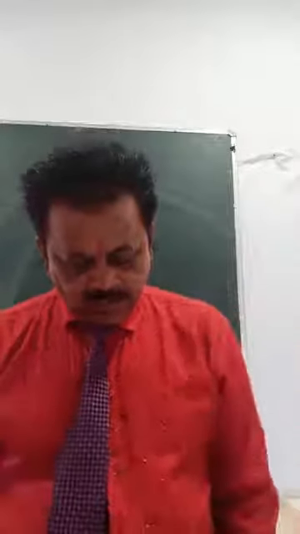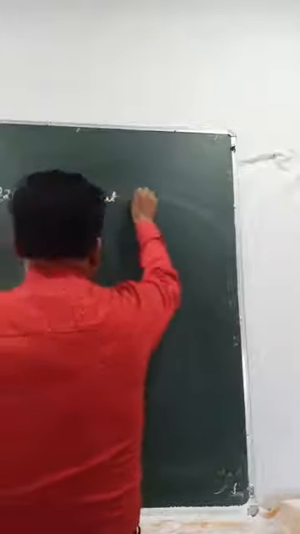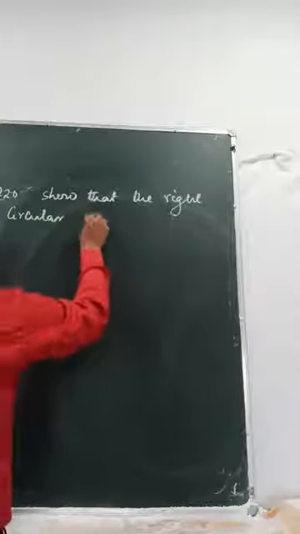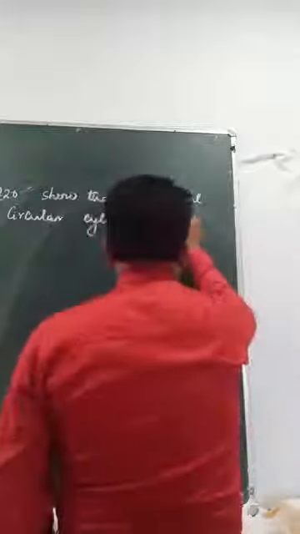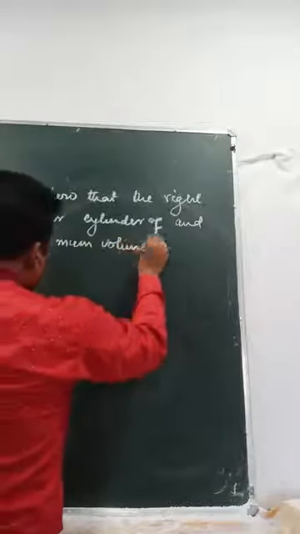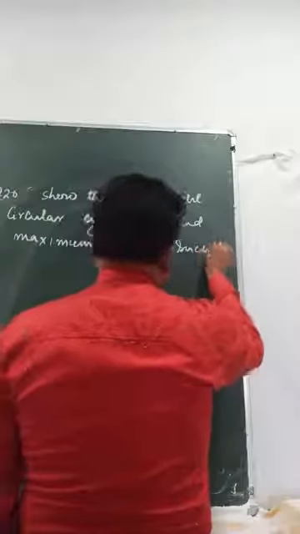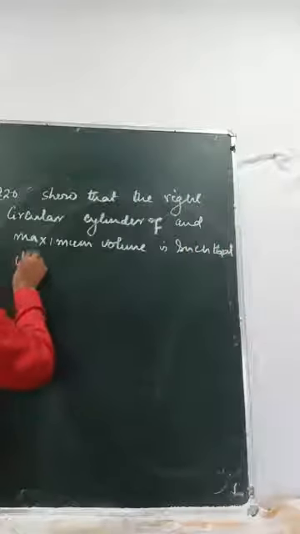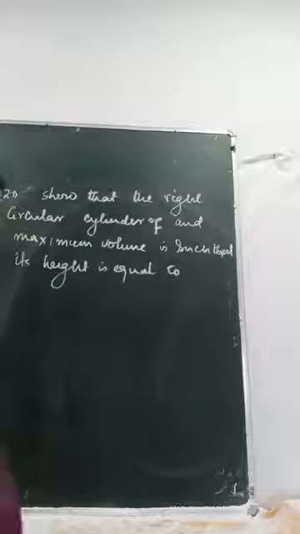Question number 20. Prove that the right circular cylinder of given surface and maximum volume is such that its height is equal to the diameter of the base.